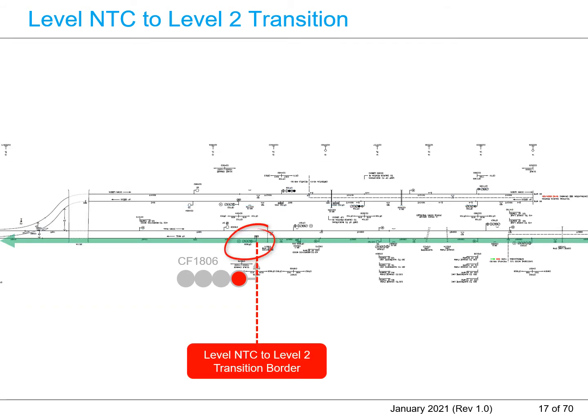The location of signal CF1806 is the level NTC to level 2 transition border, for the train path indicated with the green arrow, that is up direction, from right to left of this diagram.